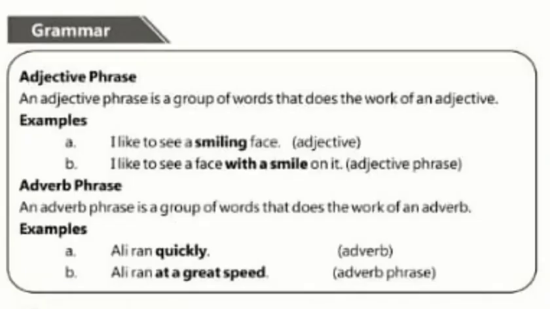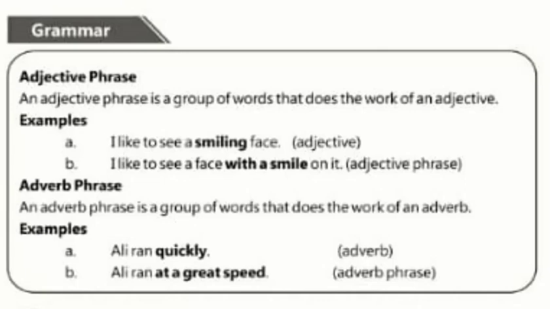Number 2, grammar. Students, on your textbook page number 86, there is a grammar section. If you see, there are adjective phrases and adverb phrases. There are a few examples that might be helpful in the objective paper. For example, I like to see a face with a smile. With a smile may be used in the objective paper. Similarly, Ali ran at a great speed is an adverb phrase. This will also be given in the objective paper.